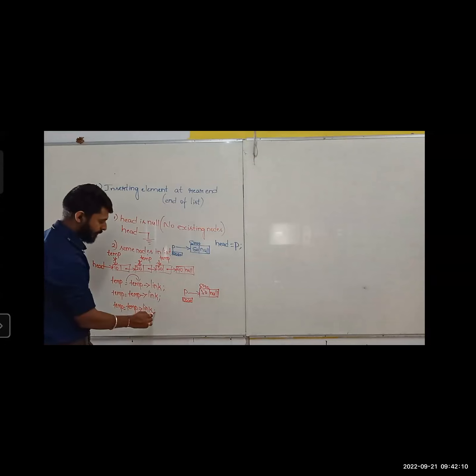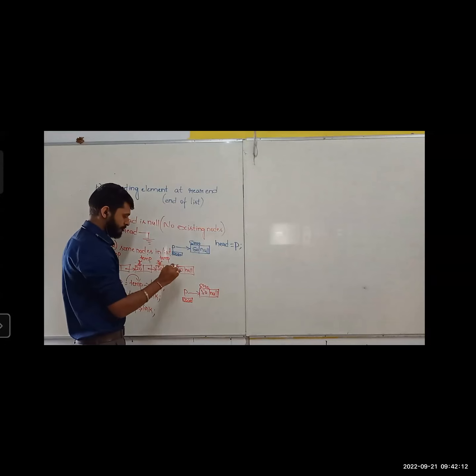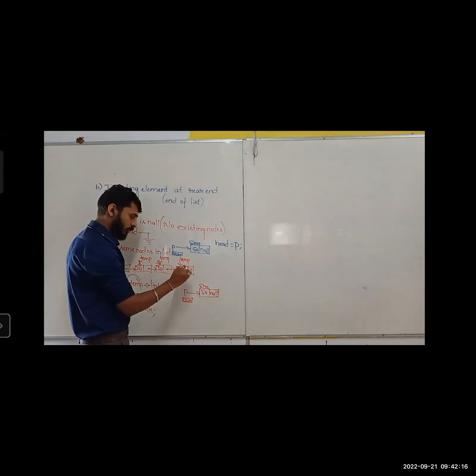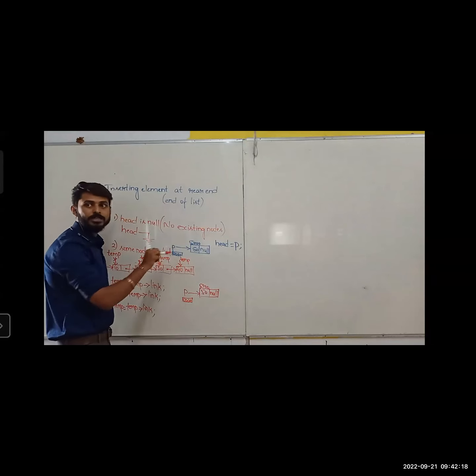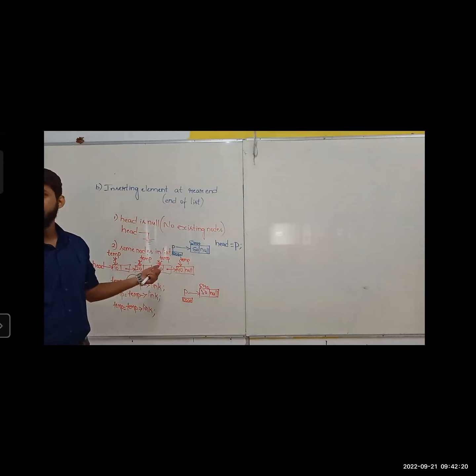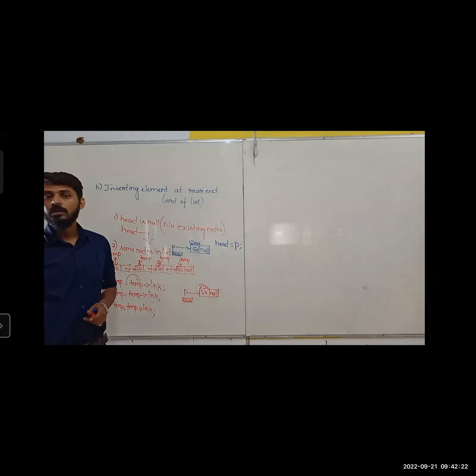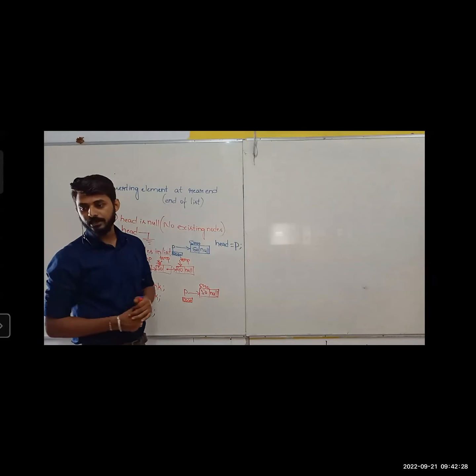So now where will it be pointing? Not 40 alone, but the complete node where 40 is present. Not only to 40. Got my point? Online? Till here, if it is clear, quickly.